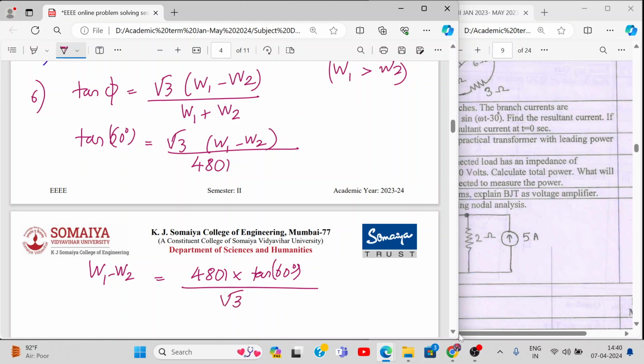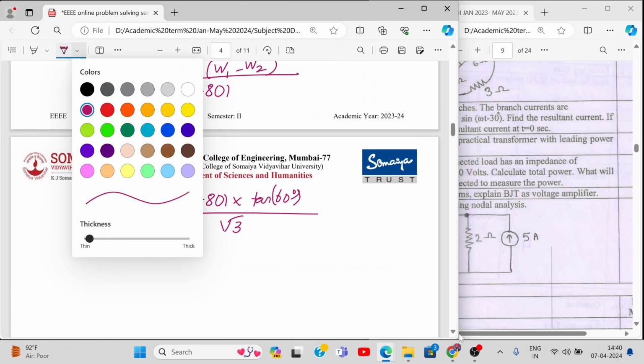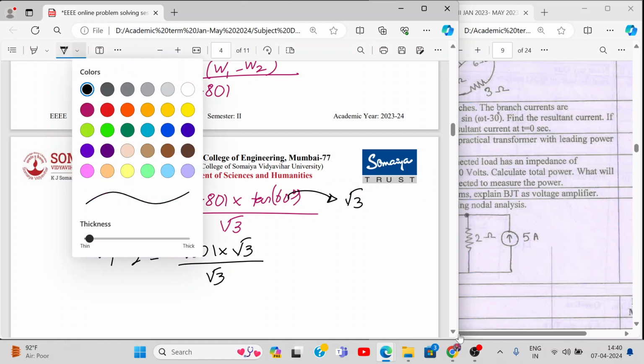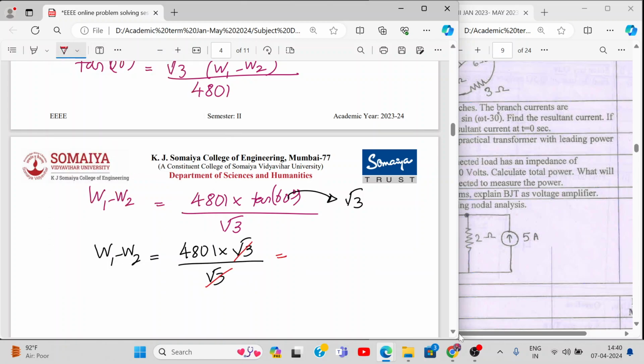What is tan 60 degree? Anyone knows? What is tan 60? Come on. You have calculators with you. Tan 60 is root 3, right? Yes or no? So this will be into root 3 or divided by root 3. Well, this will get cancelled. So you're getting 4801 watts. Call this equation number 2.